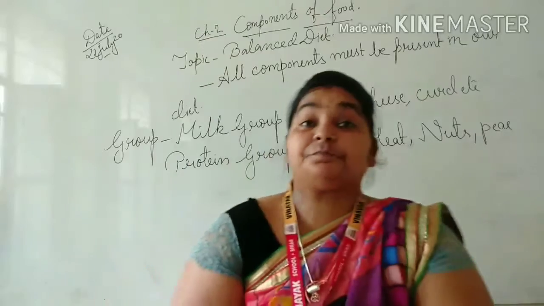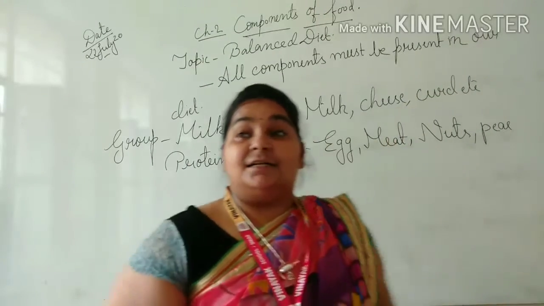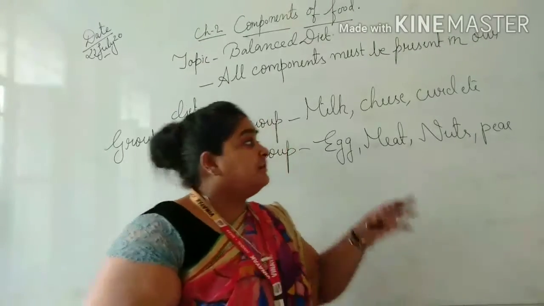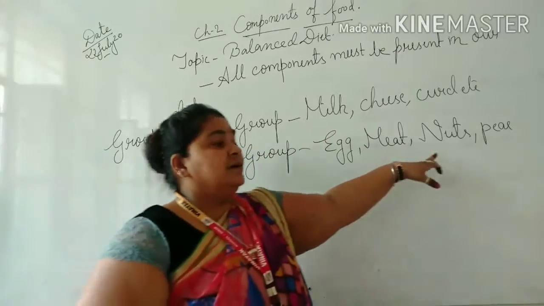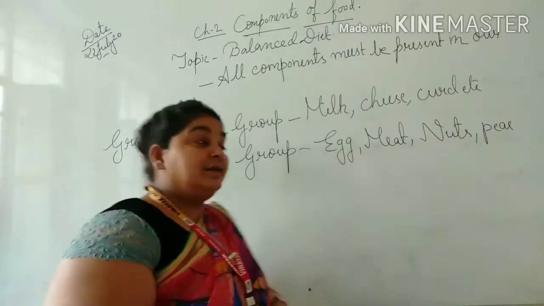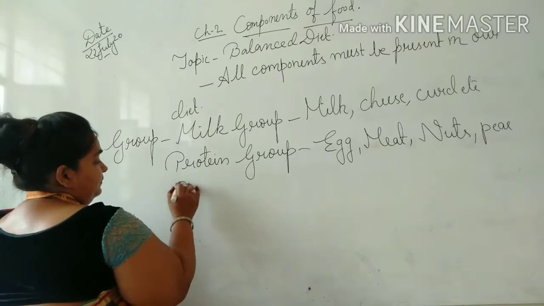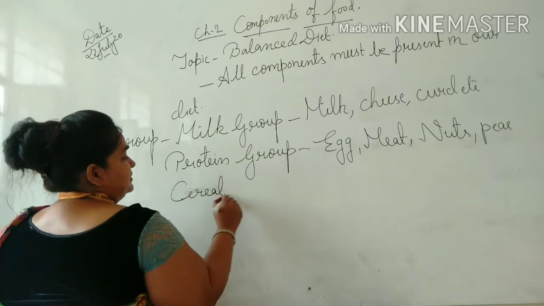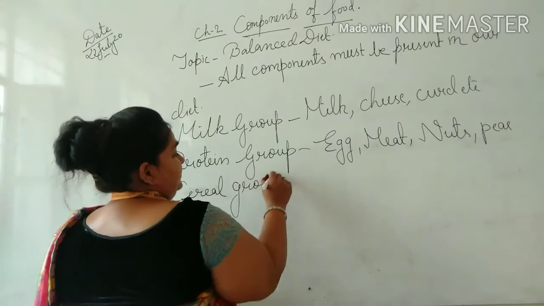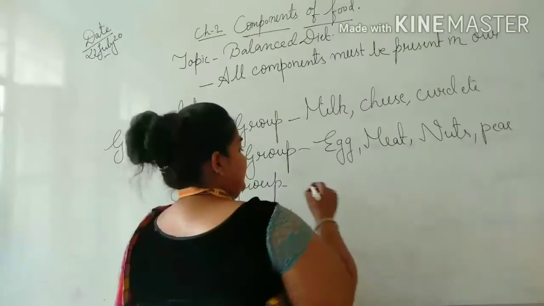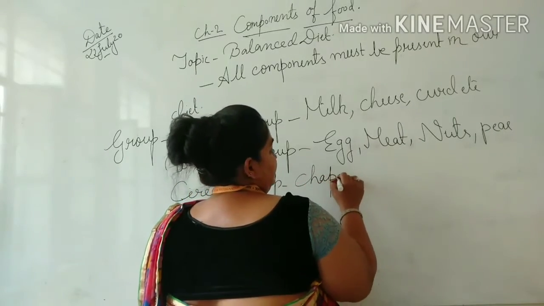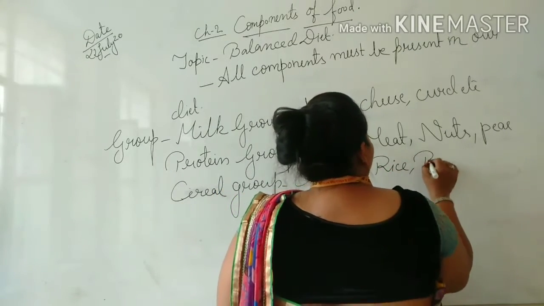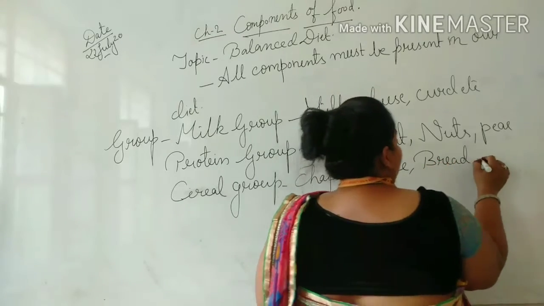The third group is of cereals. Cereal is what we eat in daily life, because in the morning it's possible you can take milk, egg, nuts, peas according to your choice. But at lunchtime, what are you taking? That is the cereal group. In this group we take chapati, rice, bread; they all come in this type of group. Most people usually take this type of food at lunchtime.